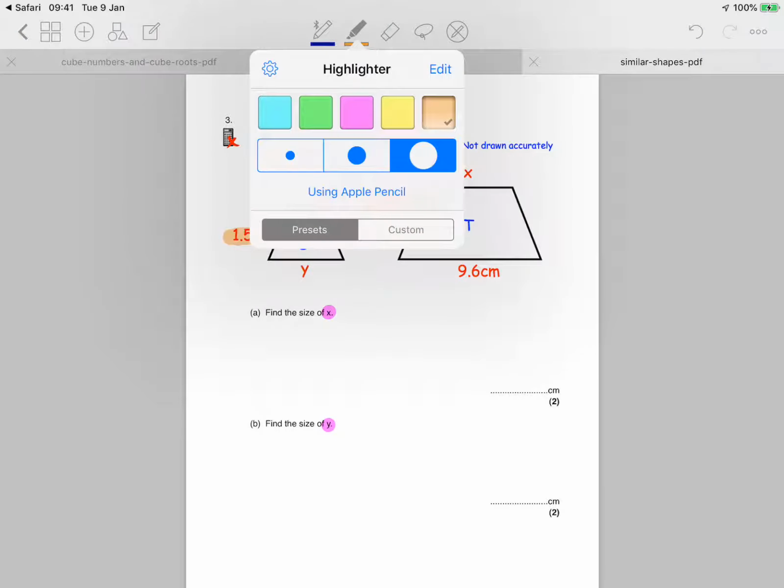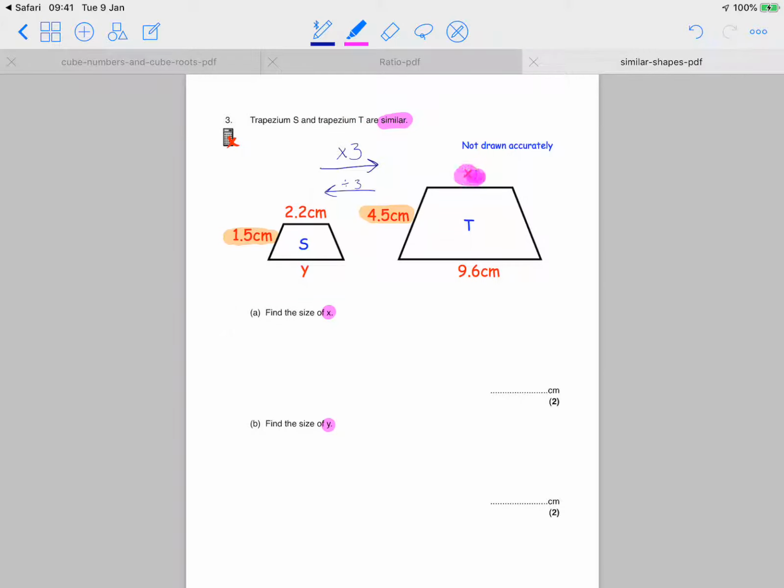So pairing up my sides to look for x, x is here across the top. Here we have a measurement across the top. So x is with the 2.2. 2.2 is on the smaller diagram. So if I multiply it by 3, I'll have the measurement for the bigger diagram.